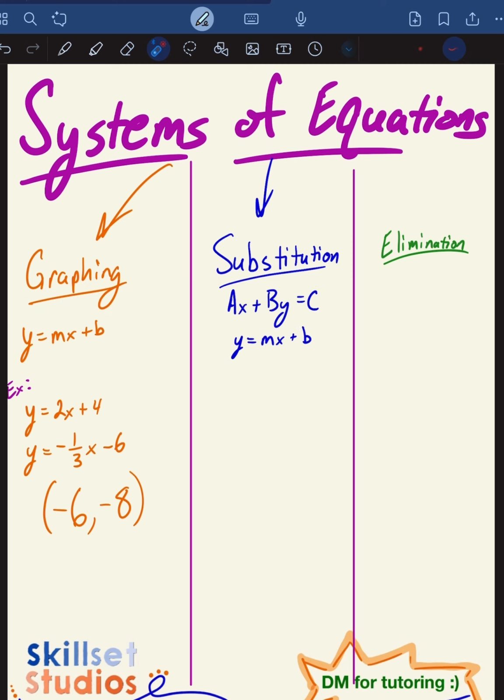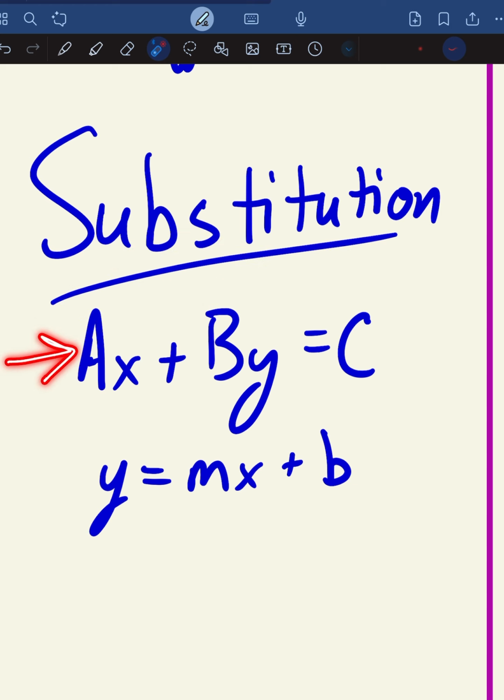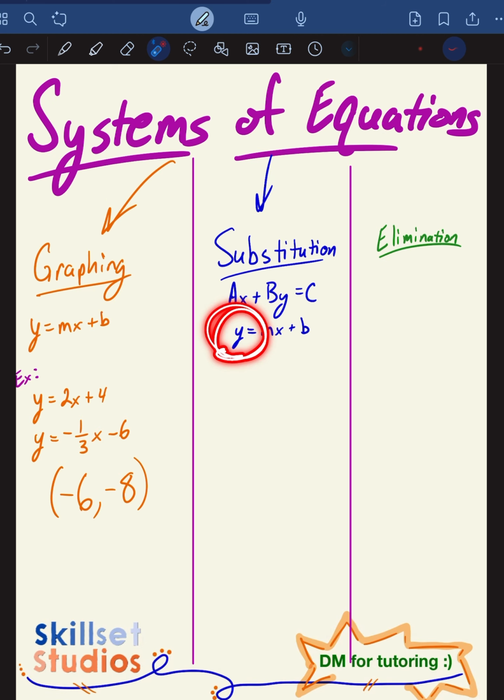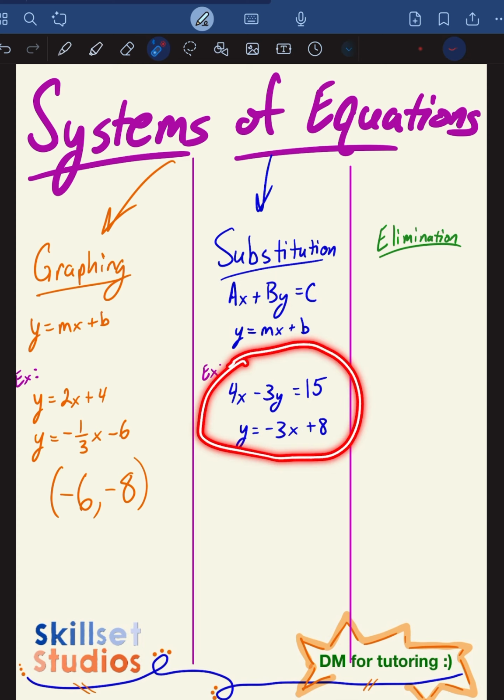A lot of times textbooks will use formulas like these, standard form and slope-intercept form, as examples of when substitution is a good option. But ultimately, you're looking for one equation where you have a variable by itself and another equation where you have a combo of both variables on the same side of the equal sign. This is what these formulas would look like with numbers in them.